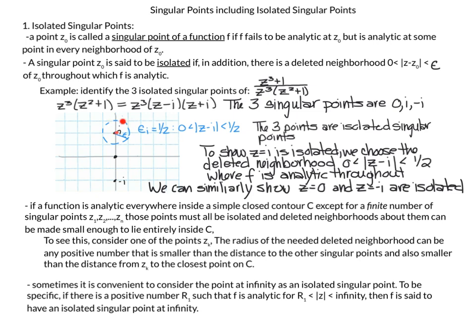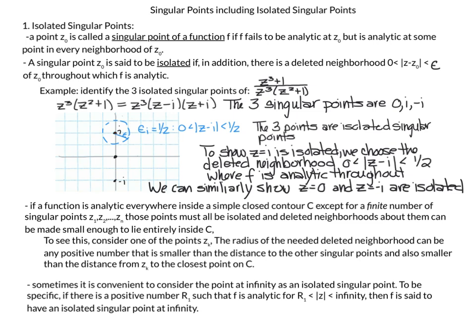And now we want to make a neighborhood where everything's analytic. We can make our neighborhood as large as we want, as long as we don't run into the point 0, our closest other singular point. Since i and 0 are 1 unit away, I just took epsilon sub i equal to 1/2. So this is my deleted neighborhood where I'm totally analytic, and that is how we will show that z equals i is an isolated point. Similarly, we can take a neighborhood of radius 1/2 around 0 and a radius of 1/2 around negative i, and show that they are also isolated.